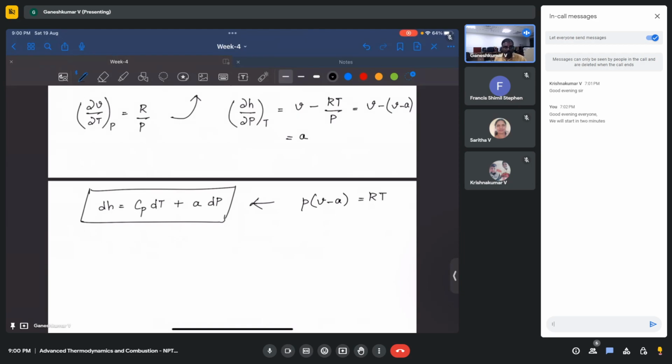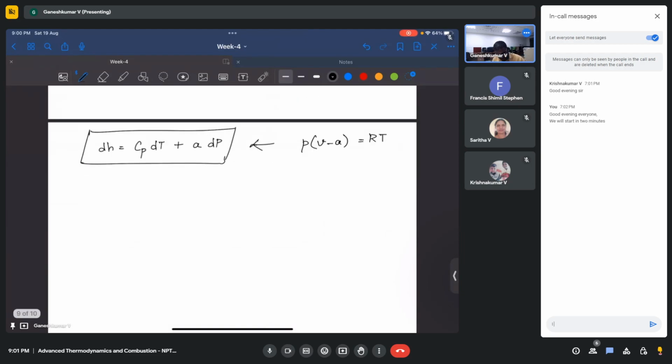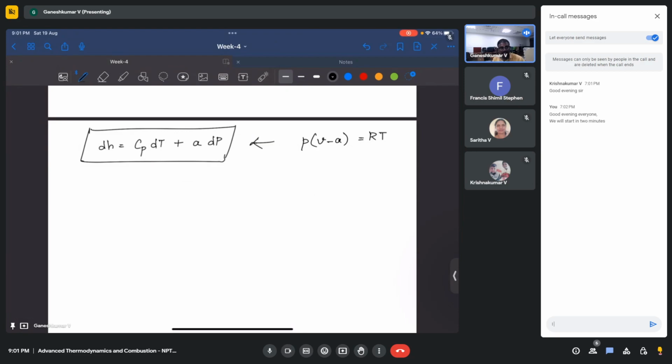We have PV equal to RT, right? So basically A is 0 for an ideal gas. So this part goes away. So for an ideal gas, H is a function of temperature only. It is not a function of pressure. But this gas has some dependence on pressure also.